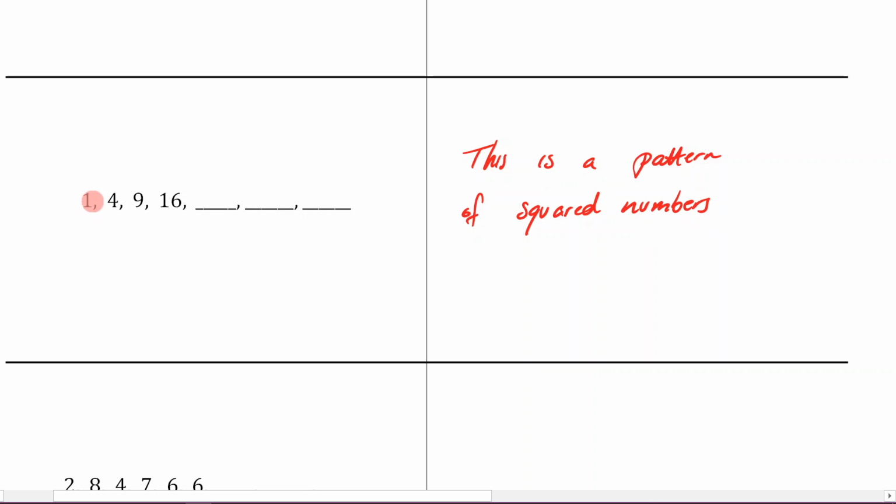So what do I mean by that? Well, 1 is 1 squared, 2 is 2 squared, 9 is 3 squared, 16 is 4 squared. So that means this one's going to be 5 squared, this is going to be 6 squared, and this will be 7 squared. 5 squared is 25, 6 squared is 36, 7 squared is 49. So this is a pattern of squared numbers.